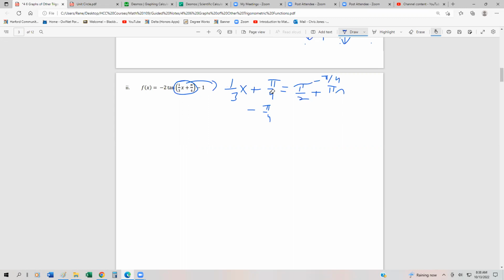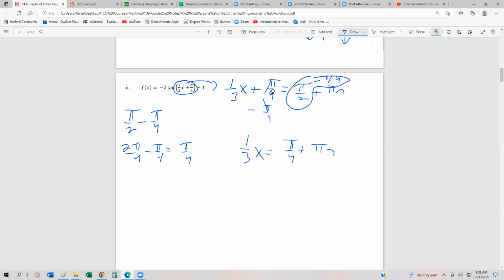Now, when I subtract these, I need a common denominator. Okay, so off to the side, I'll take care of pi halves minus pi fourths, or 2 pi fourths minus pi fourths, which would be equal to pi fourths. Okay? So that means that I would have 1/3 x equals pi fourths plus pi n.